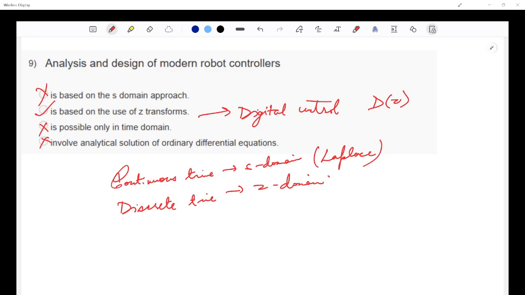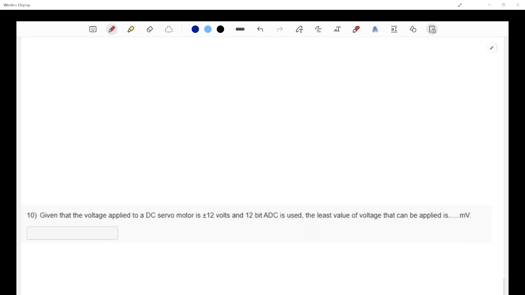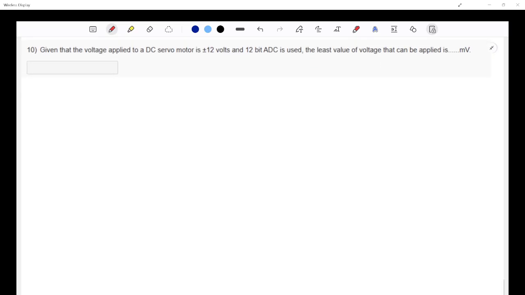Now this is the final question that we'll be dealing with today. Given that the voltage applied to a DC servo motor is plus minus 12 volts and a 12-bit ADC, analog to digital converter, is used, what is the least value of voltage that can be applied, in millivolts? So this is a numerical concept question on ADC resolution.